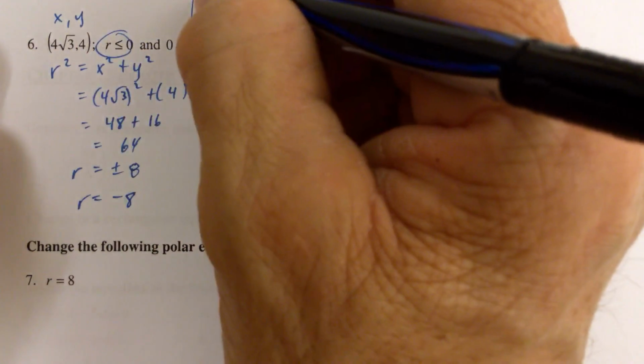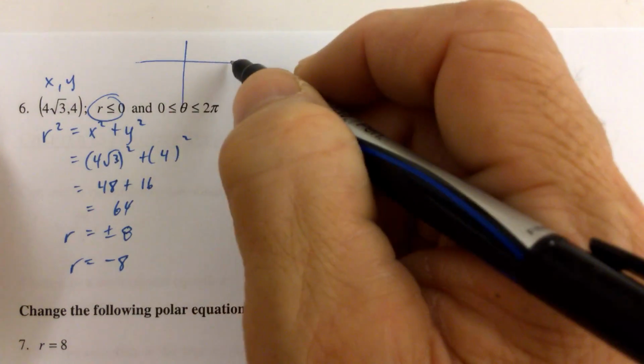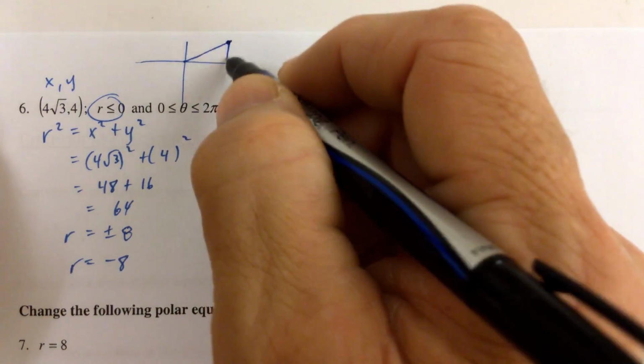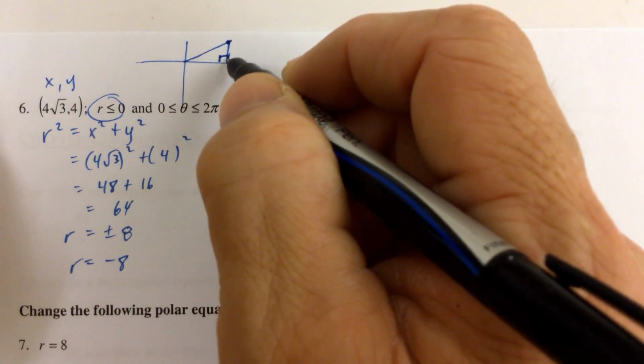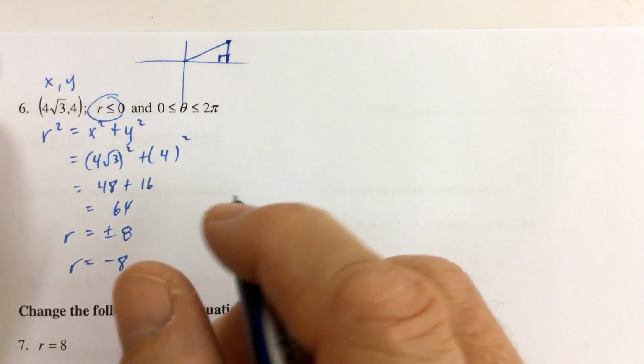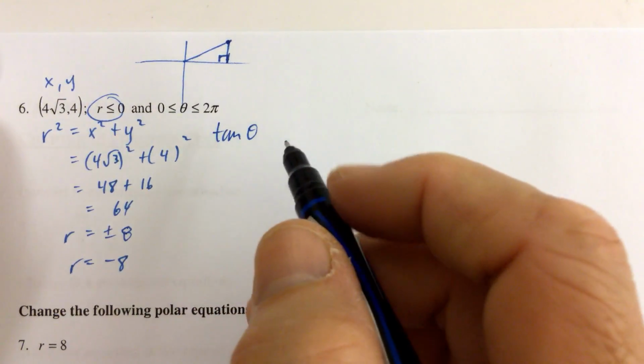And again what we want to do here is plot the point 4 radical 3, 4. So 4 radical 3 is somewhere over to the right, 4 is up, so we have the point in the first quadrant, 4 radical 3 and then 4, so again somewhere in the first quadrant, a little bit less than a 45-degree angle. And that's going to help us because we want to make sure we pick the theta in the correct quadrant.